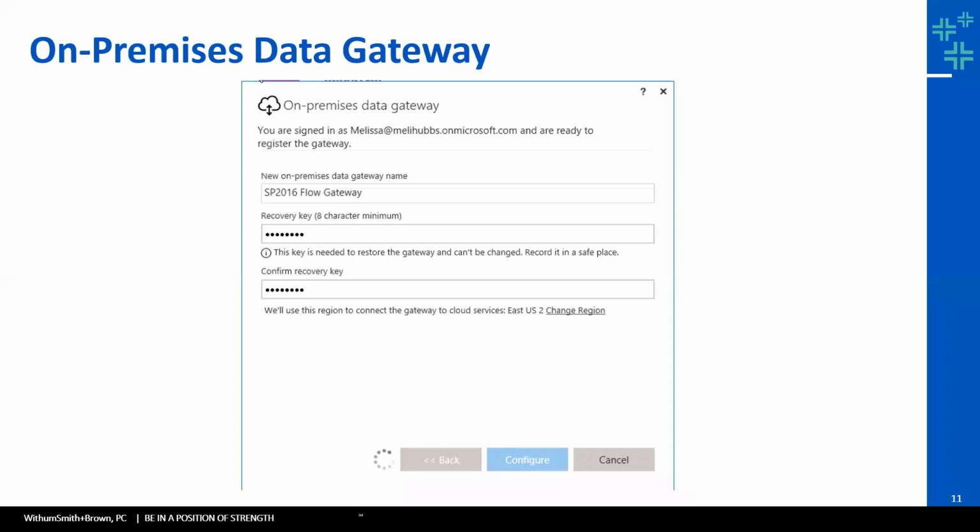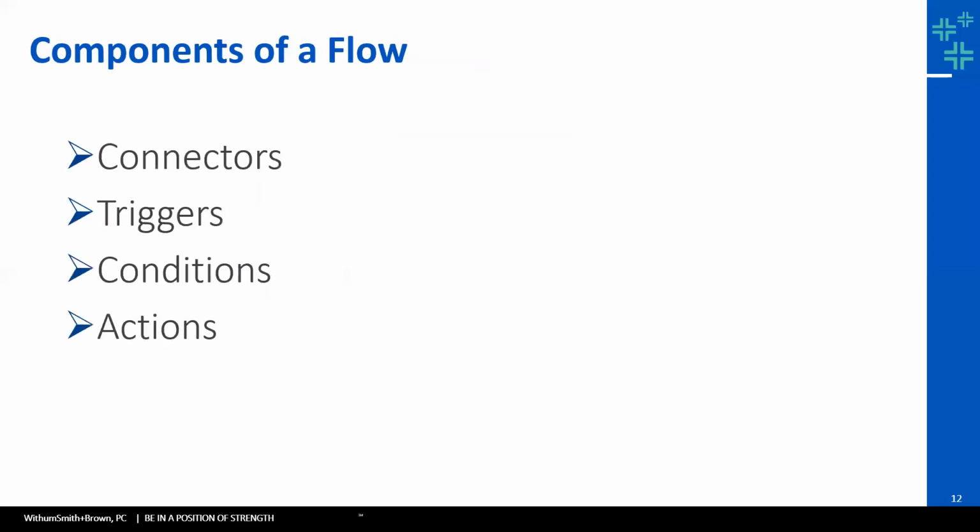And yes, you can use Flow with your on-premises data gateway, the on-prem data gateway. So Flow is a cloud technology. Your data will still be moved through the cloud when using Flow, but you can connect with your on-prem SharePoint environment. I have another slide about that, so I won't go into it now.